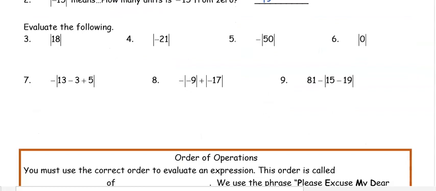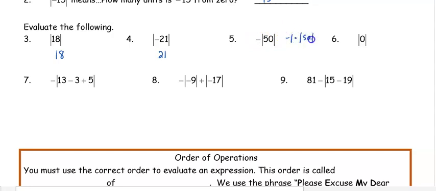Evaluate the following. Number 3 is the absolute value of 18. So remember, it's always a positive number coming out of the absolute value. So that would be 18. Number 4 is the absolute value of negative 21. So it's always going to be positive coming out of the absolute value. So it's 21.